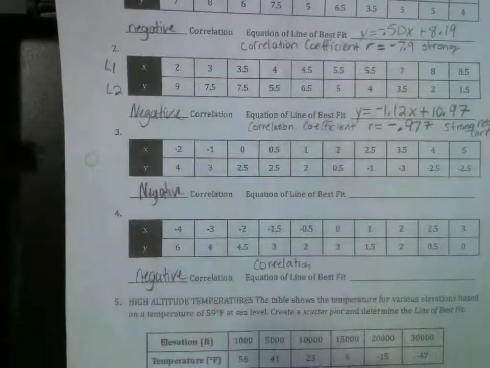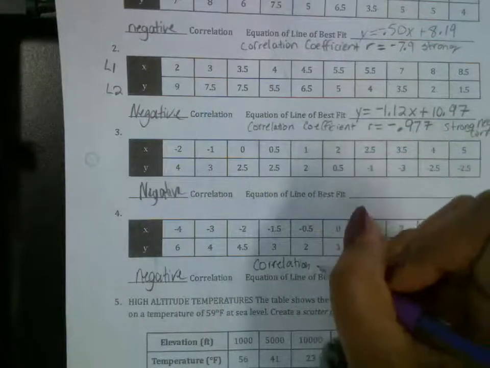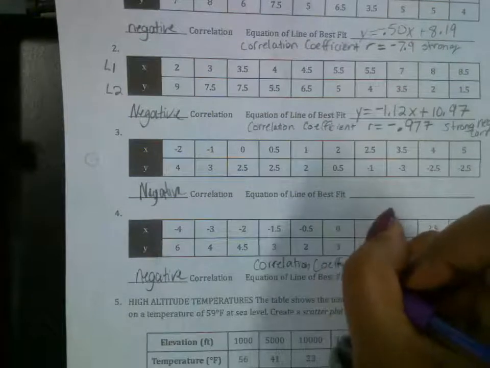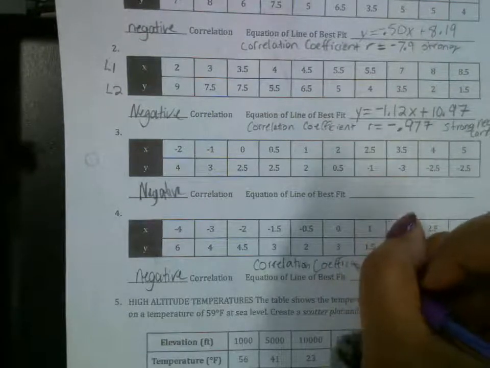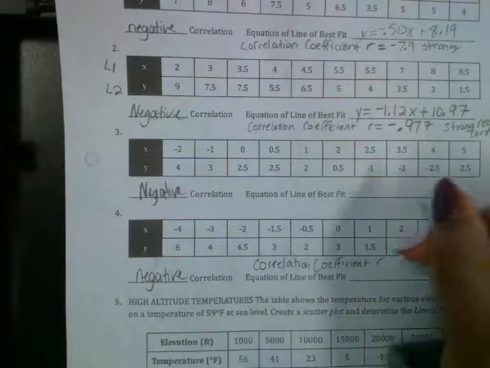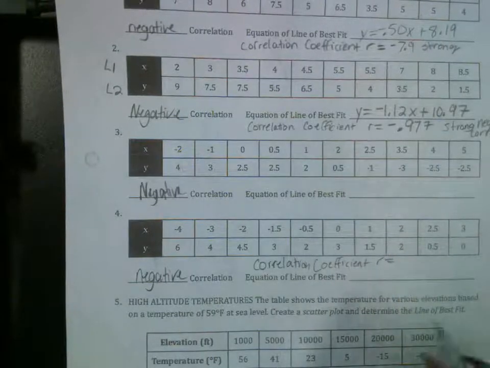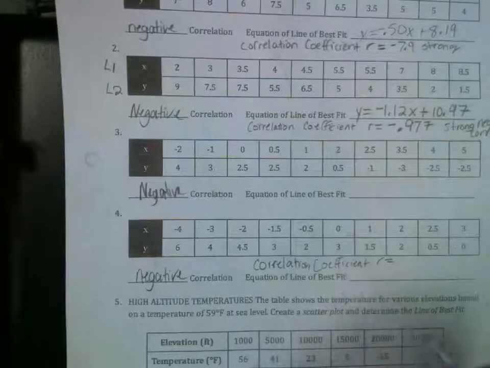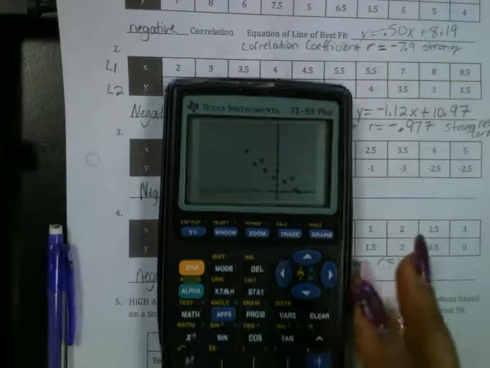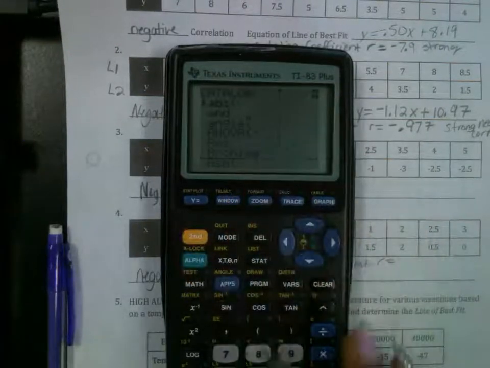All right, so now we're going to find the correlation coefficient. What's the letter that represents the correlation coefficient? R. Not R squared, just R. R is equal to, we got to find that also. And we're going to do the line of best fit all in the same swoop. So now I go to second catalog.